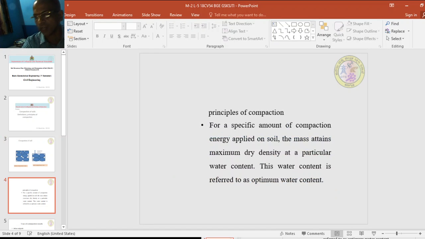Next is the principle of compaction. For a specific amount of compaction energy applied on soil, the mass attains maximum dry density at a particular water content, and this water content is referred to as optimum moisture content.